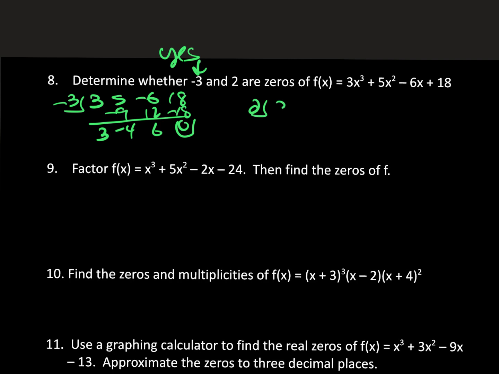Let's try 2. 2 could also be. Just because you got 1 doesn't mean this one is not going to be. It can definitely also be. 2 times 3 is 6. That's 11. That's 22. That's 16. There's no way. So that's going to be a no.